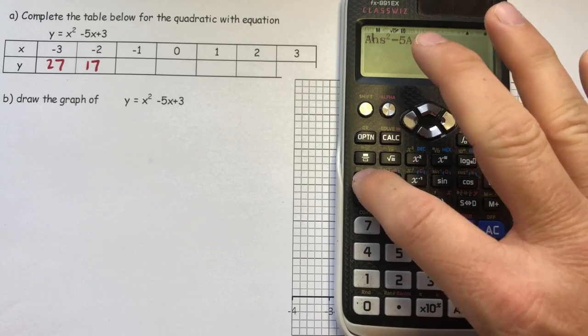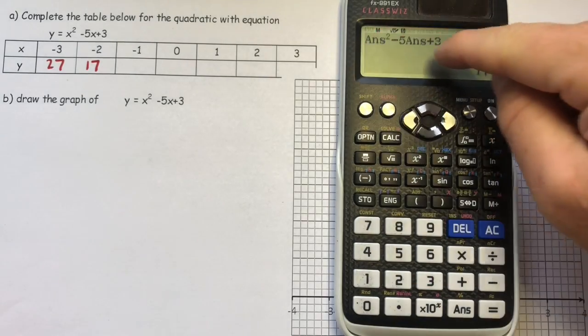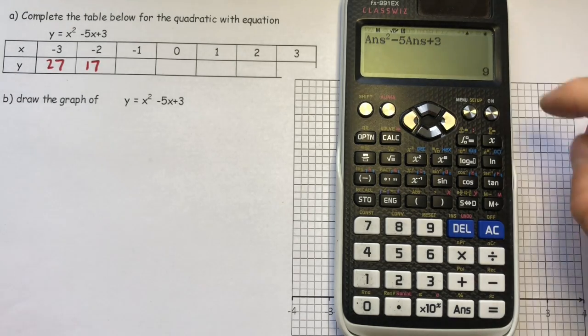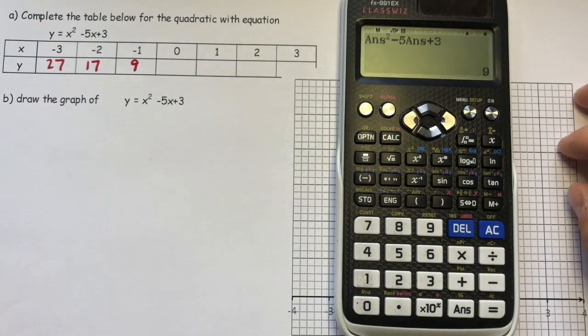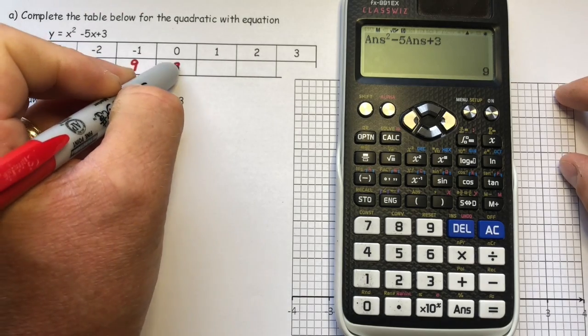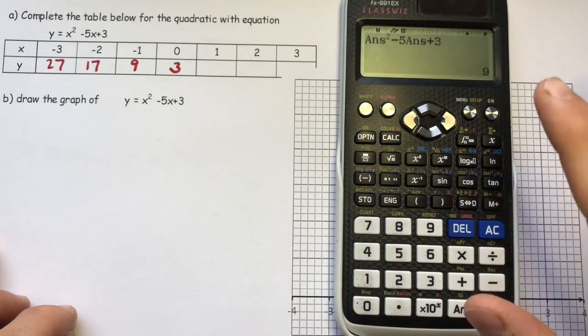Repeat, so -1, press equals. Arrow up brings the equation up that we're dealing with. The 17 now becomes a 9. Now I could do it for 0, but you never have to. Why? Because nothing 3 is 3. So now I'm going to go on to the 1. So no need to use the minus button at all now.